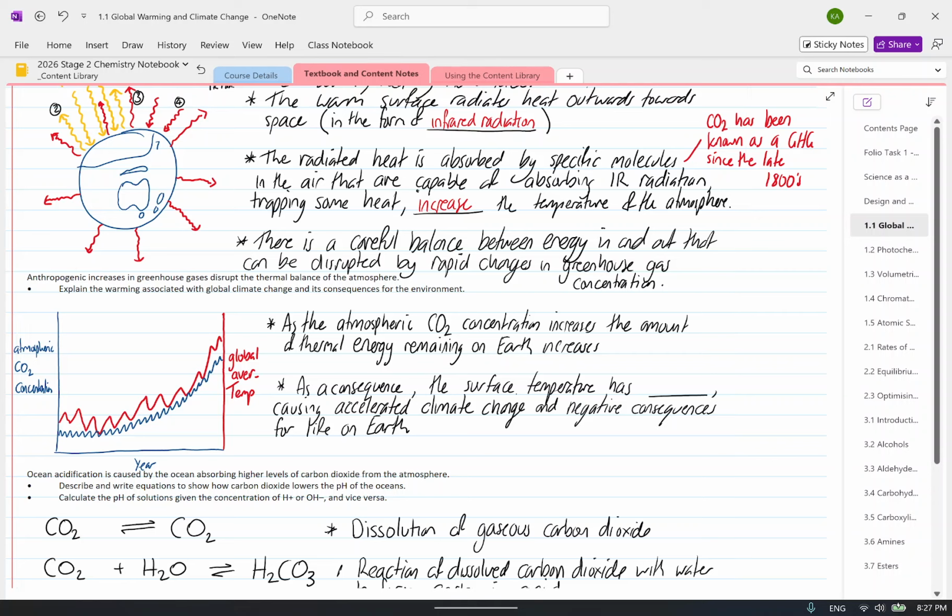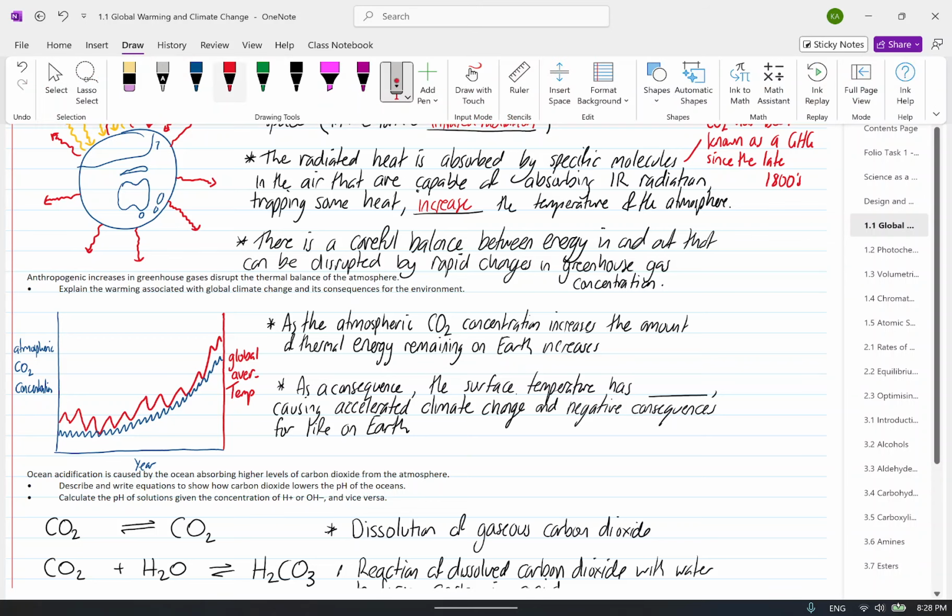Now, this diagram here represents the measured atmospheric CO2 concentration over time, along with an overlaid global average temperature. Now, obviously, this is a sketch, but the actual graphs show something very similar. As our atmospheric CO2 concentration goes up, we see a similar and corresponding trend in the global average temperature.